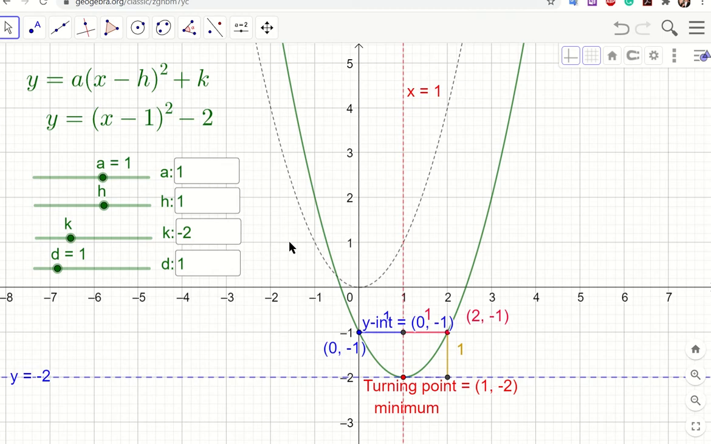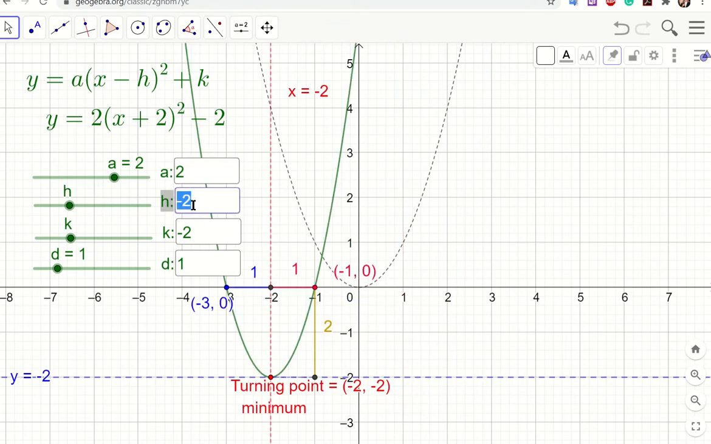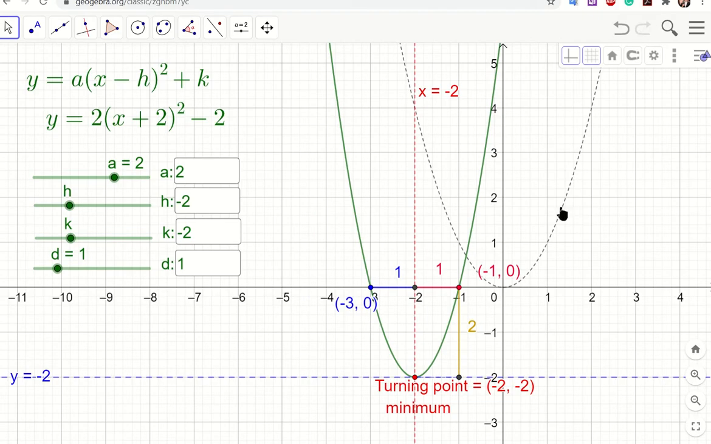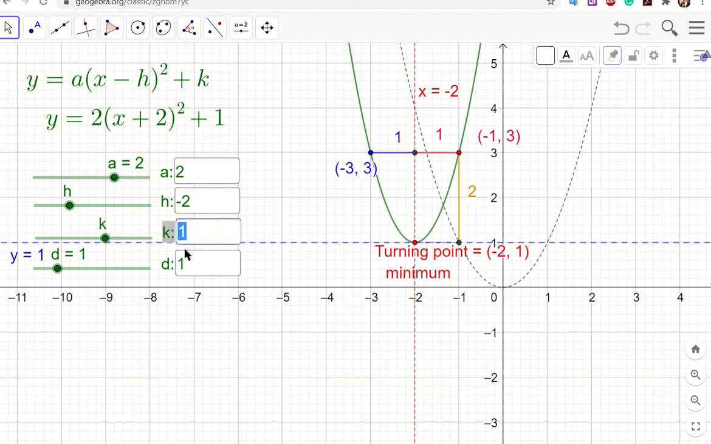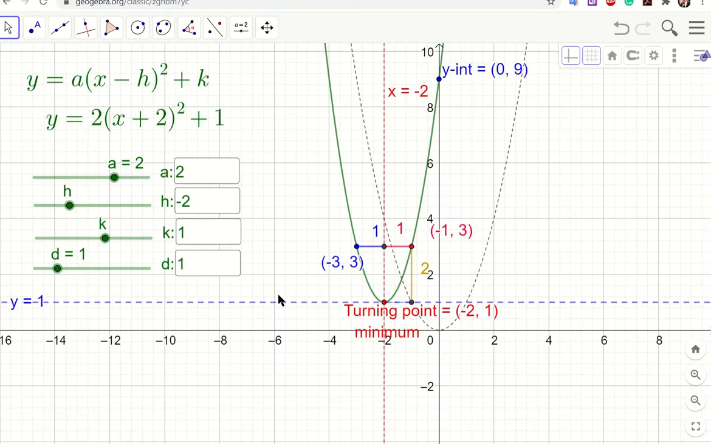So we move in the opposite direction of what's inside the brackets, or we move in the same direction of k, or the number that's on the outside of the brackets. Now let's make a equal to 2 and see how the turning point doesn't change, but the height of this yellow line is now 2 and the intercepts have changed. Let's change h to -2 and k to 1.